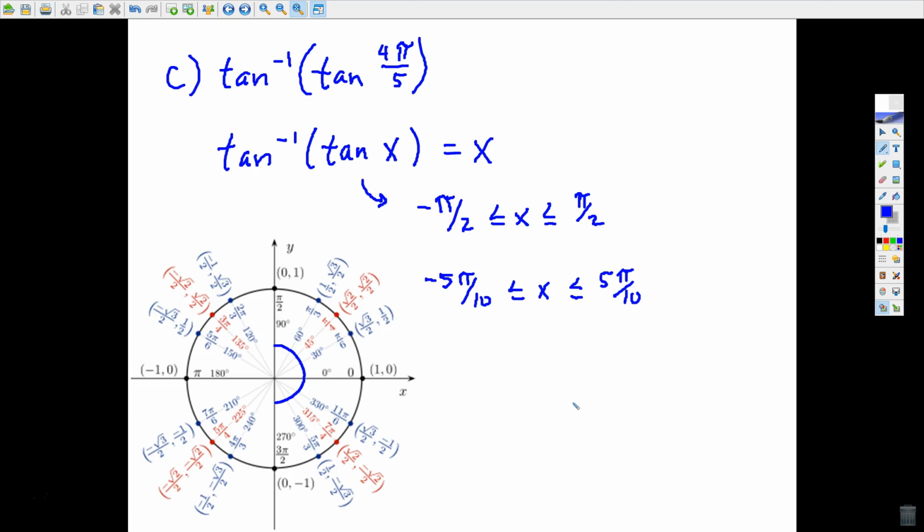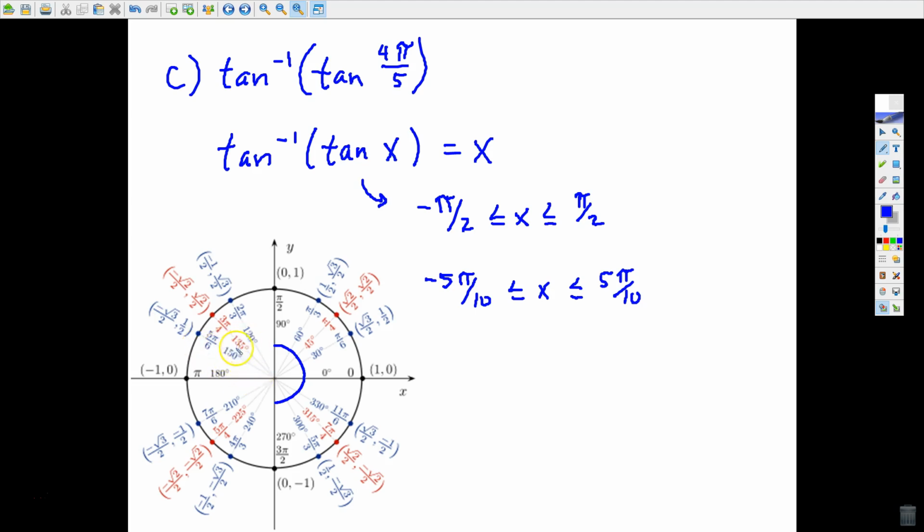Okay, so I'm starting here, and tell me when to stop. 5 pi over 5 would be all the way over here, so I need to stop a little bit short. So I'm in quadrant 2, right? And what is the sign of tangent in quadrant 2? Is it positive or negative?